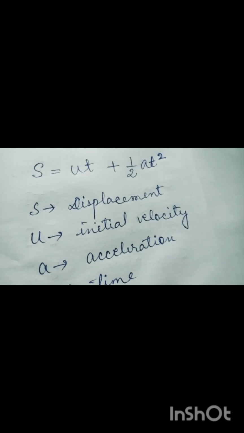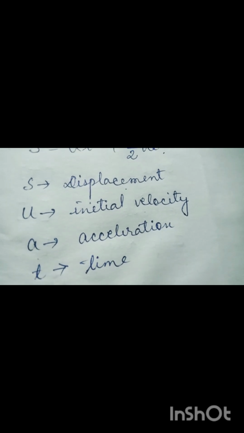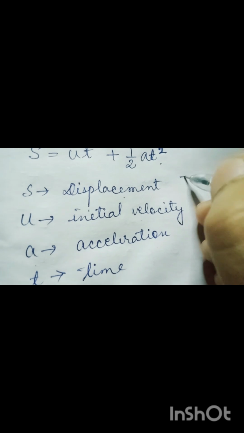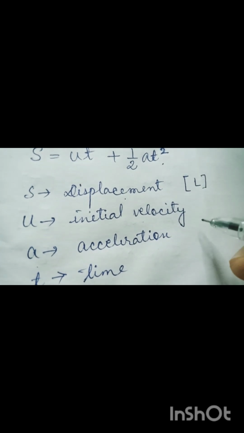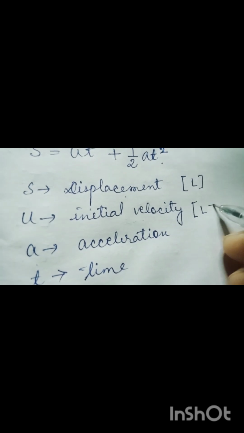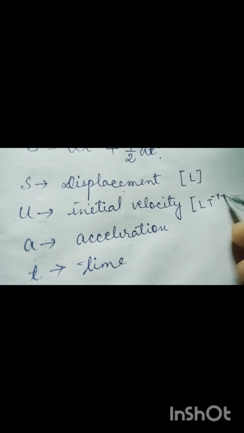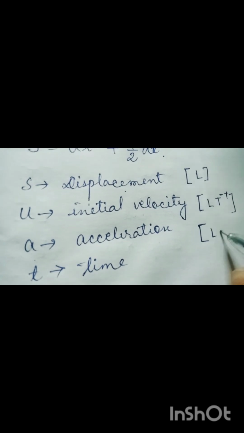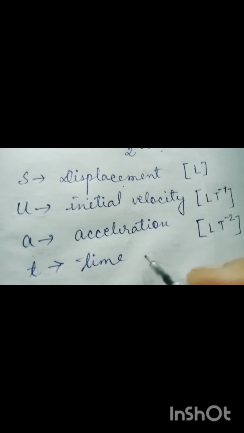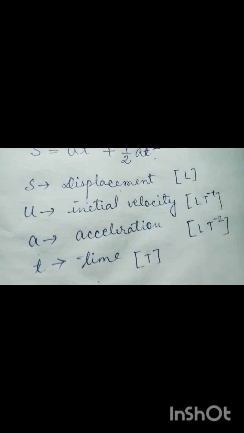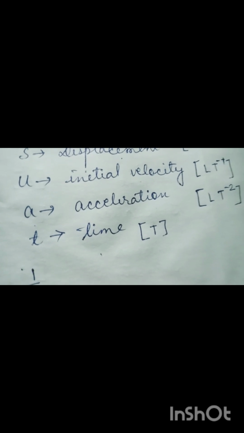Let us consider the equation of motion. S is equal to ut plus half at square, where S is the displacement, u is the initial velocity, a is acceleration, and t is time. So the dimension for displacement is L, for initial velocity it is L t to the power minus 1, for acceleration the dimension is L t to the power minus 2, and for time it is t. Here in the equation, half is a number, so a number has no dimension, or is dimensionless.